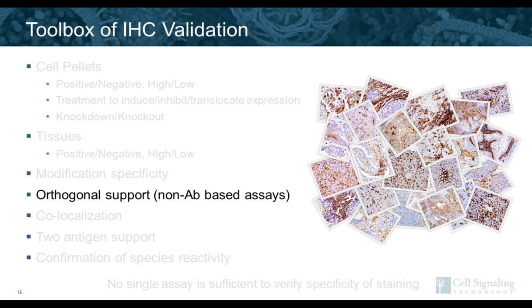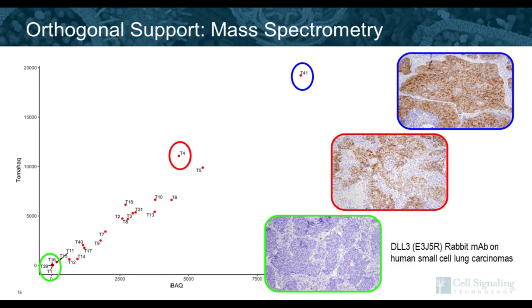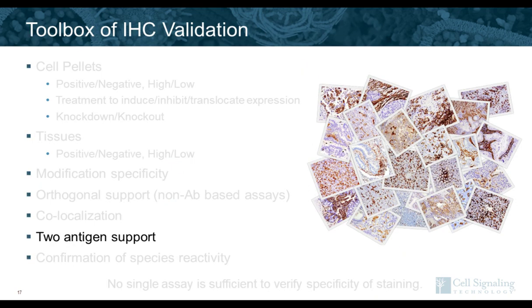Next, I'll briefly discuss how orthogonal or non-antibody-based assays can be used in IHC validation. Examples of orthogonal assays are mass spectrometry and RNAscope. Here you can see mass spec data that was performed on a cohort of lung cancers. As you can see, staining with an antibody directed against DLL3 correlates nicely with the protein expression levels detected by mass spec, giving us increased confidence in the specificity of the antibody.